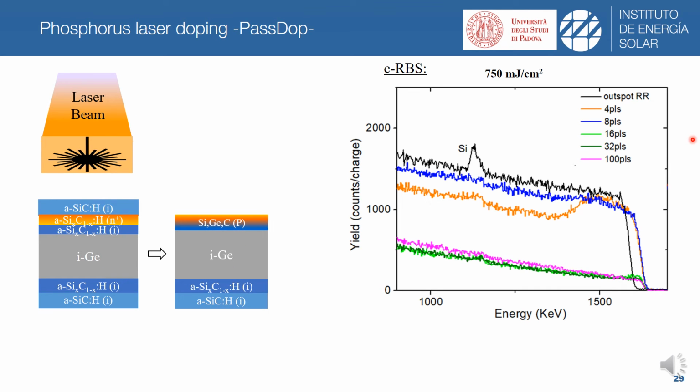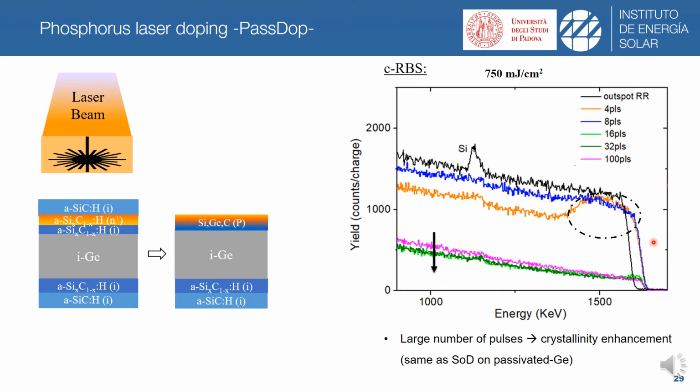So, if we analyze the crystallinity as a function of the number of pulses, you can see that again, at low number of pulses, in this case 4 or 8, there is a very large damage peak, which corresponds with surface damage, and after increasing the number of pulses, we observe an overall reduction of the yield, which is related with the crystallinity enhancement explained before. So, similar tendencies as compared with the spin-on dopant passivity in germanium have been observed.